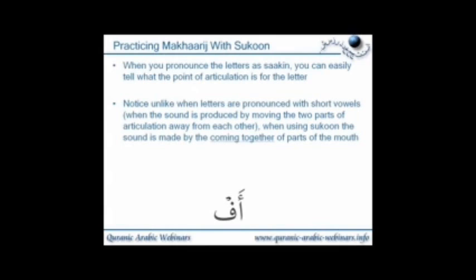Now if you say af, you'll notice that your top front teeth come together with the inner portion of your bottom lip. So that's exactly the opposite of the short vowels. So when you use sukun, the parts that are involved in the pronunciation of the letter with sukun come together. So again, af brings parts of your mouth together. So that's an important part to understand.